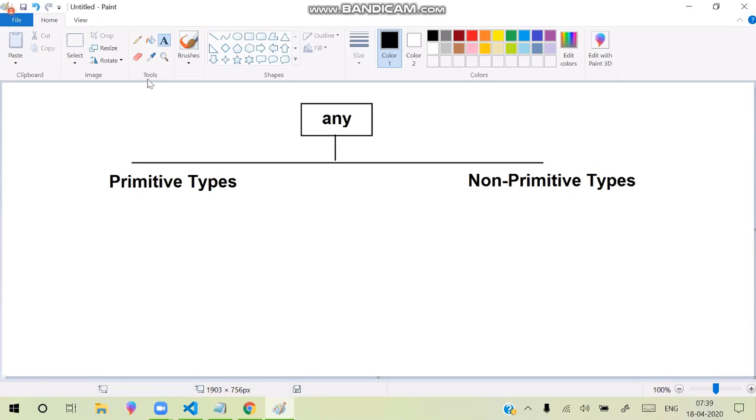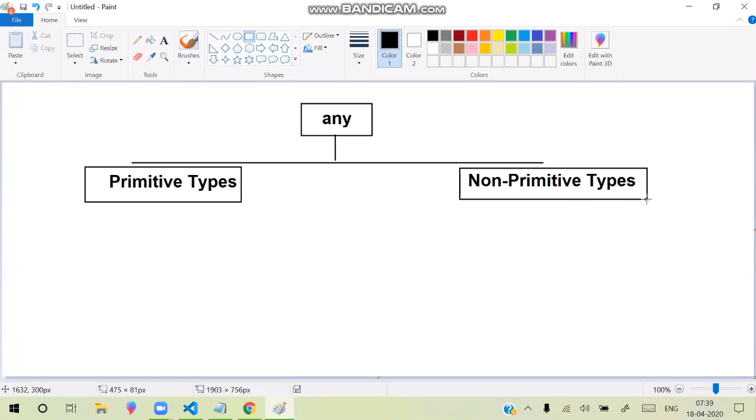These two types are derived from the base type any. Any is the base type for all the data types. All data types in TypeScript are derived from any type, and they are mainly classified into two types: primitive types and non-primitive types.